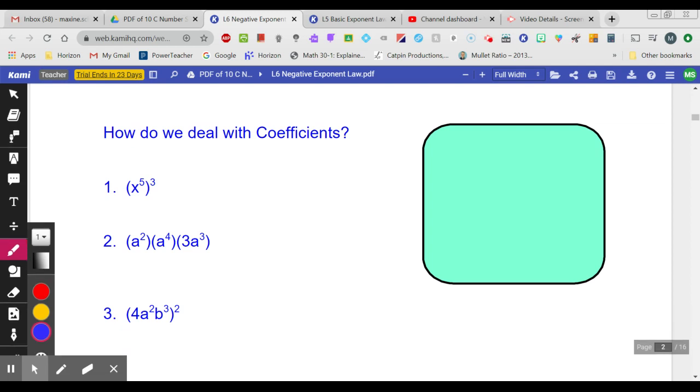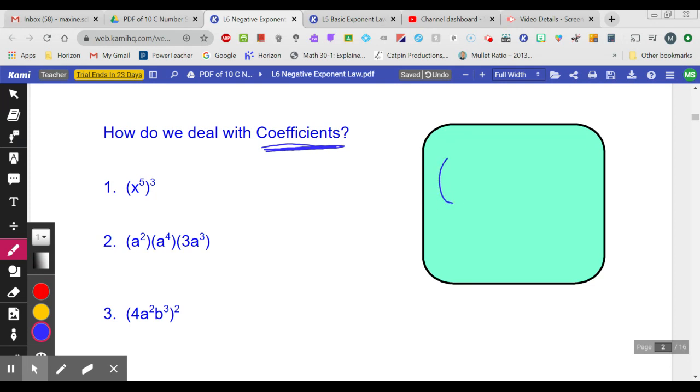So now let's go on to looking at some more questions, again dealing with our basic exponent rules, but this time we're going to add in coefficients. Of all the mistakes kids make with exponent laws, this is the one that they make. And they make it with the power rule with the coefficient.